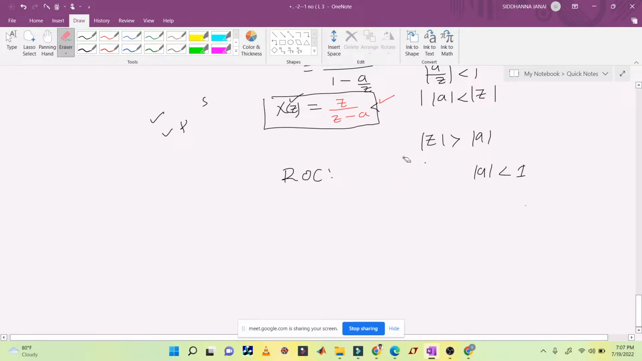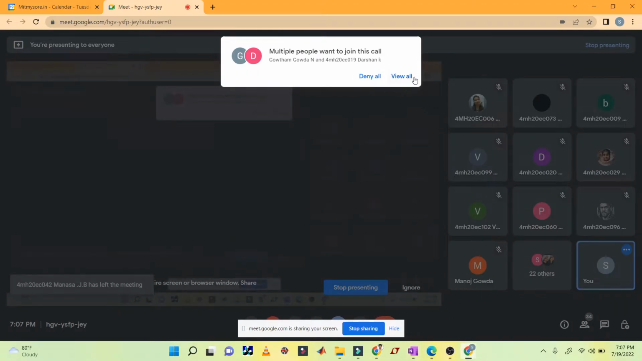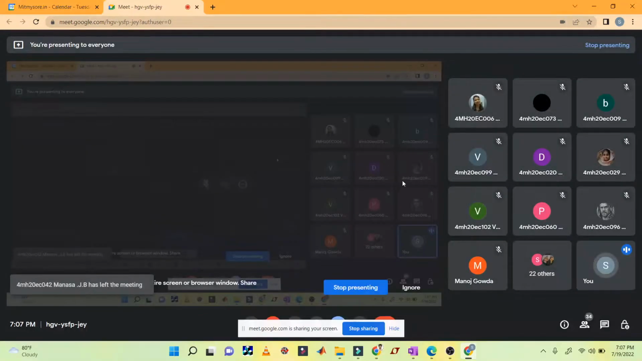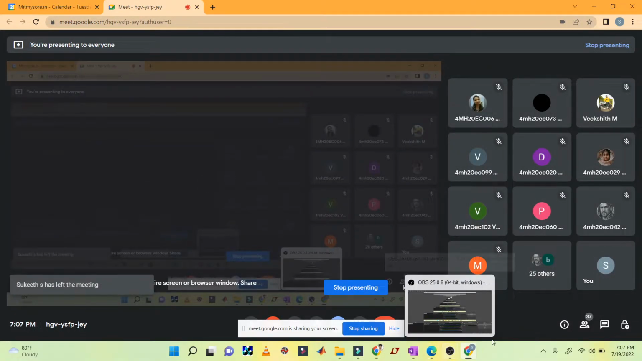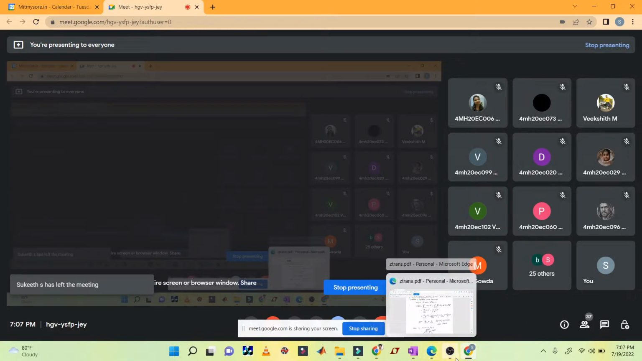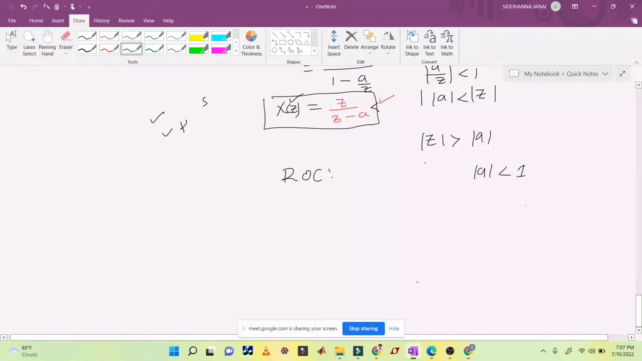I wanted to show you the ROC again. So as I have said, I'm audible, right? Yes, sir. Okay. Now this ROC is magnitude of Z greater than A. So region of convergence in this plane.